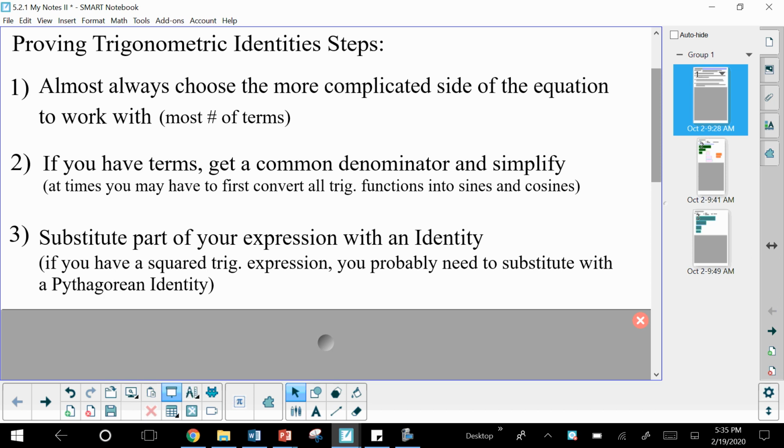And then in step 2, if you have terms, you want to get a common denominator and try and simplify those. You might have to do some work beforehand to get that, like converting all of your trig functions. And then we want to substitute into our expression and use any of our identities that we've learned up to this point. Everything is fair game.